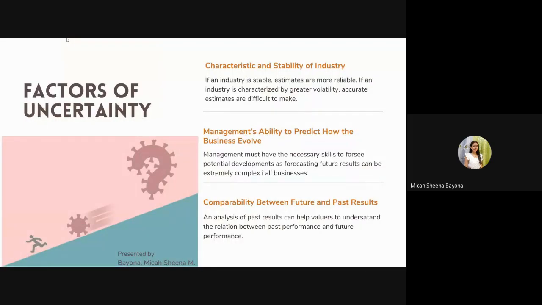So, the various factors include, first, the characteristic and stability of the industry. If an industry is stable, estimates are more reliable, and if the industry is characterized by greater volatility, accurate estimates are difficult to make. The volatility refers to the fluctuation of the price of a security or interest rates. However, there are industries that tend to be stable but may be exposed to short-term volatility, like real estate, which has resumed its historical growth trends after having a slowdown due to the subprime crisis.